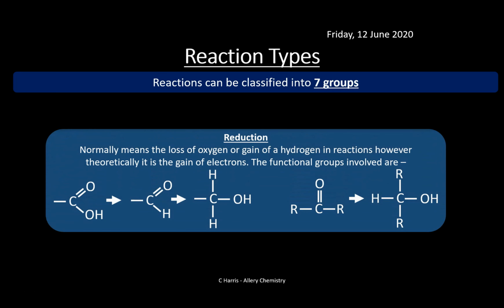And the final type of reaction is reduction. And reduction normally means the loss of oxygen or the gain of hydrogen, but in theory, you really do need to be talking about electrons. So reduction is the gain of electrons. Okay, so this is basically the opposite of oxidation. So we're starting with a carboxylic acid, as you can see here. This has been reduced to an aldehyde, then to a primary alcohol, and then a ketone being reduced to a secondary alcohol, which is the one on the right there. Okay, so you need to know all of these different reaction types, and as you can see, we categorize them into those 7 broad groups.